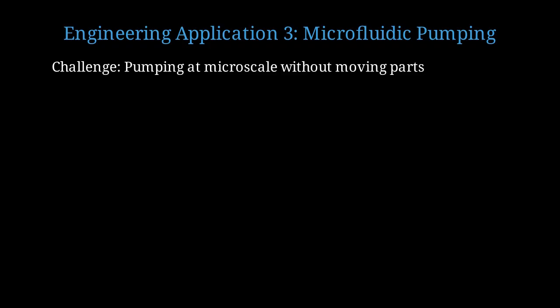Our third application is microfluidic pumping, where Marangoni flows offer a way to move fluids without mechanical pumps or valves. In microfluidic devices for biological assays or chemical synthesis, you need to pump tiny volumes of liquid. Traditional pumps are too large and complex. Marangoni pumping uses localized heating or chemical gradients to create surface tension gradients that drive flow. No moving parts required. A focused laser spot heats a small region.